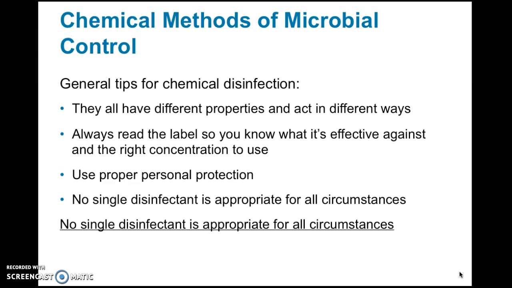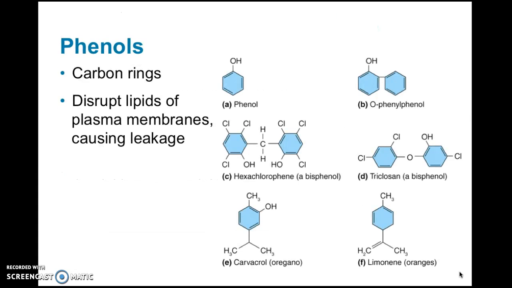So you have to pay attention to what you're using and how you're using it in order for it to actually be effective, or else you could put somebody's life at risk if you're using the wrong thing and it's not killing off the microbes that are there. So let's look at some different types. One group of chemicals is called the phenols. These all have rings of carbon. Some of these are synthetic, so these represent rings of carbon, and these are the bonds between them.